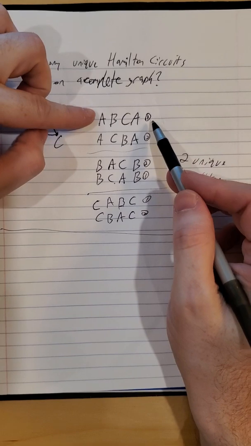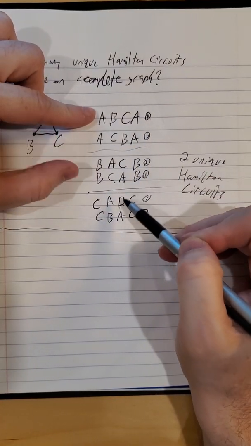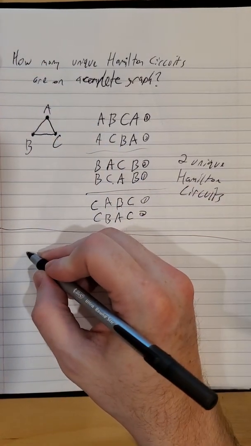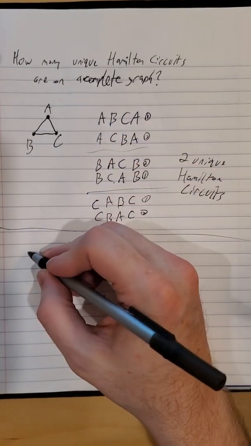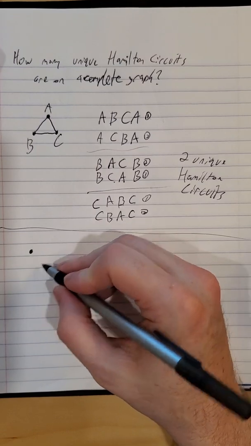Since these are not unique, just starting at a different city but following the same path, when you're looking for how many unique Hamilton circuits there are, pick one starting place and just look at all the permutations from there.